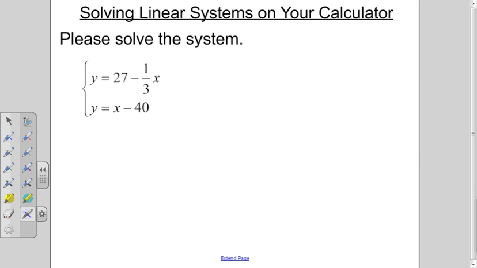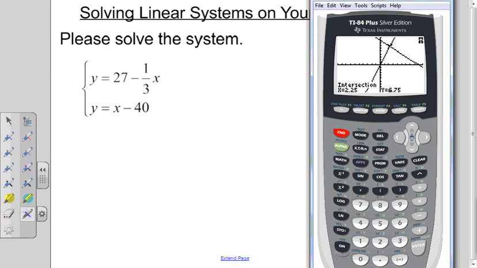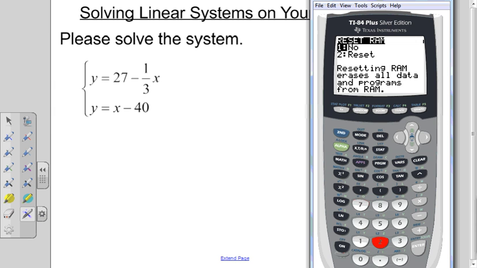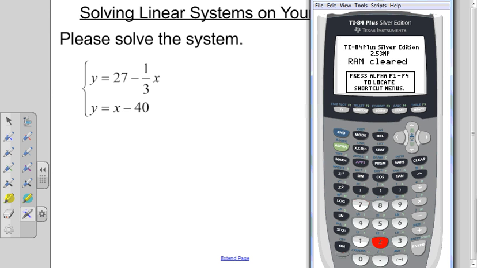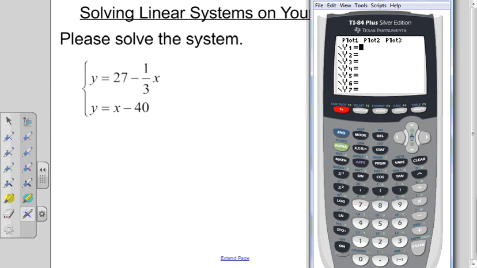If you notice here, they're both decently in y equals mx plus b form. In the top equation the order's a little off, but y is still by itself. So I'm going to go to my calculator and do second plus 7 1 2 to reset it. It just clears everything off. Touch y equals. Do 27 minus 1/3 x. Down arrow. Y equals x minus 40, put in the y2. Then I'm going to hit graph.